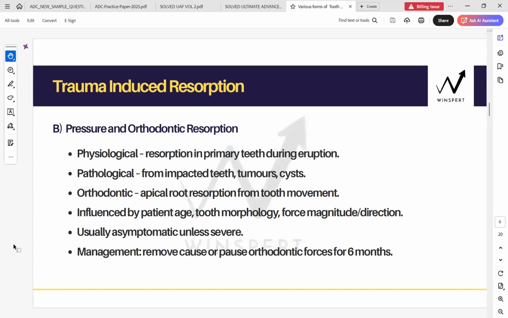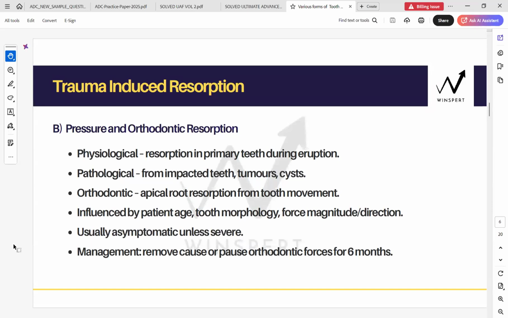Clear? So pressure related is physiological in primary teeth, pathological coming from impacted teeth, tumors and cysts. We have seen questions like that. Impacted canines absolutely can lead to the resorption of associated permanent teeth, which is pathological, right? And then the third kind of pressure comes from your orthodontic forces.